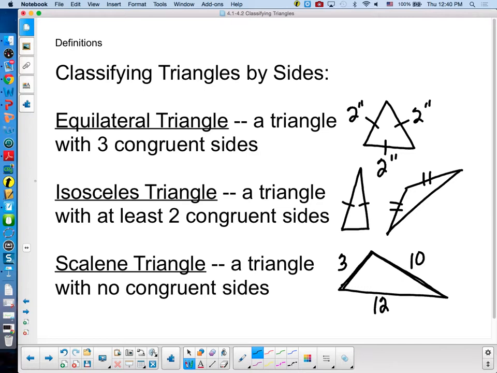Students usually get isosceles and scalene mixed up. So how are we gonna remember? What's something you can think of to help us? Isosceles has at least 2 congruent sides. Scalene has no congruent sides. Isosceles has a lot of S's. So it has more that are the same. Okay. Isosceles has a lot of S's, so there's possibly 3 sides congruent, at least 2 sides. These 2 sides and maybe the third one.